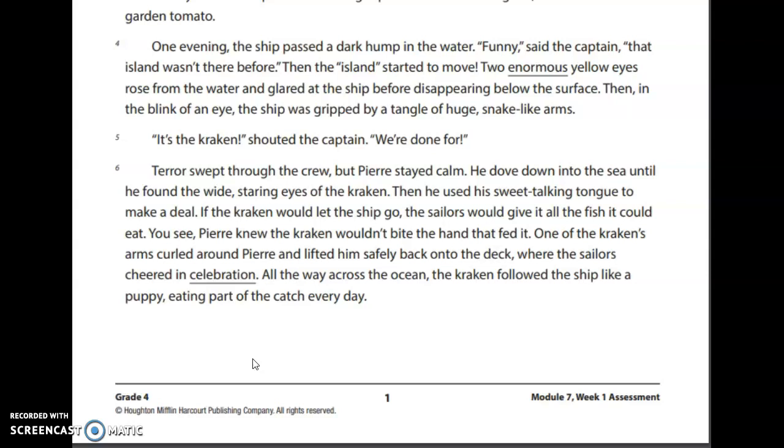He dove down into the sea until he found the wide, staring eyes of the Kraken. Then he used his sweet-talking tongue to make a deal. If the Kraken would let go of the ship, the sailors would give it all the fish it could eat. You see, Pierre knew the Kraken wouldn't bite the hand that fed it. One of the Kraken's arms curled around Pierre and lifted him safely back onto the deck, where the sailors cheered in celebration. All the way across the ocean, the Kraken followed the ship like a puppy, eating part of the catch every day.